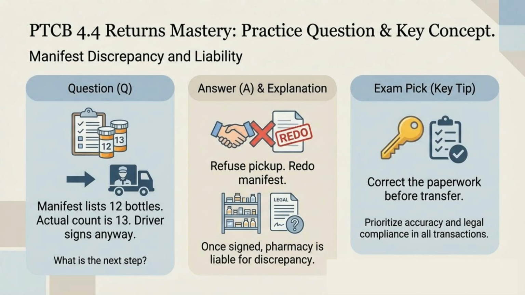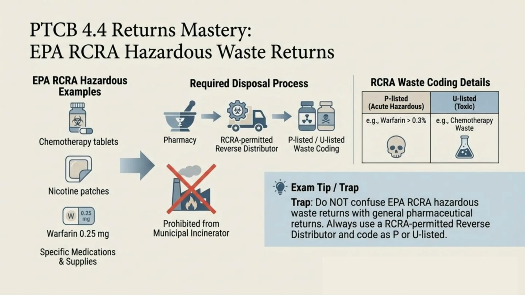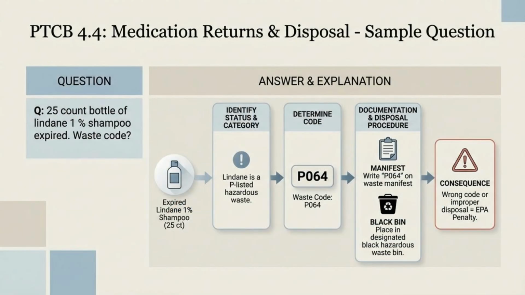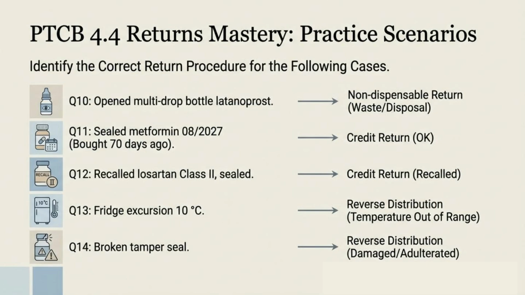This video has covered the essential procedures for handling returns of dispensable, non-dispensable, and expired medications. Remember the key distinctions between credit returns, return to stock, and reverse distribution processes. We emphasize the importance of correct categorization and documentation for each type of return. Key exam traps discussed included the earliest expiry rule, temperature monitoring logs, and the purchase age limit for credit.